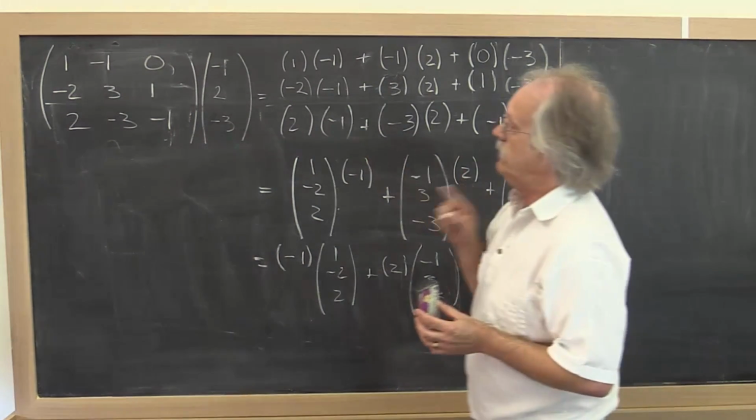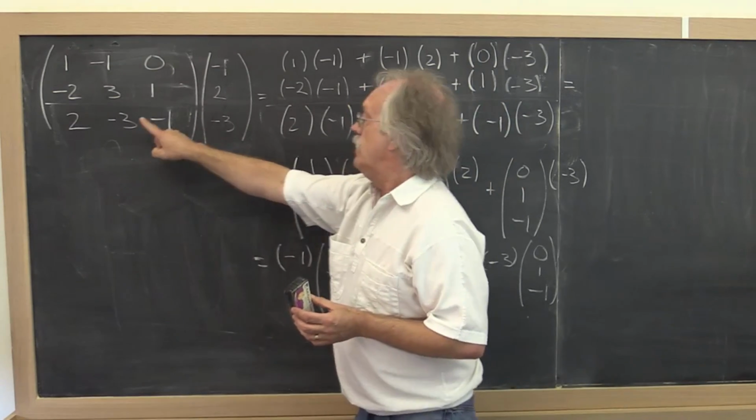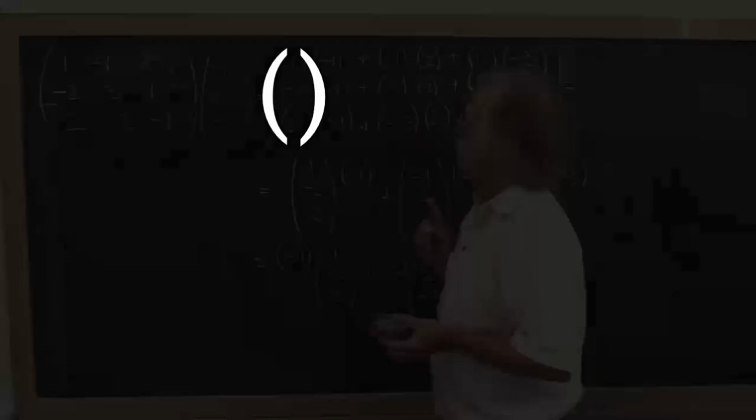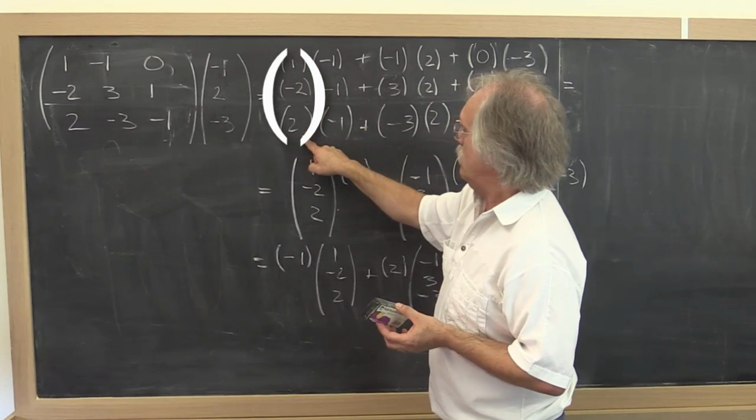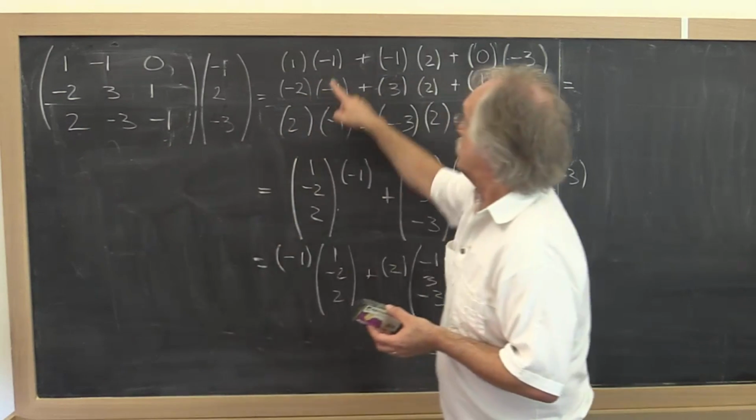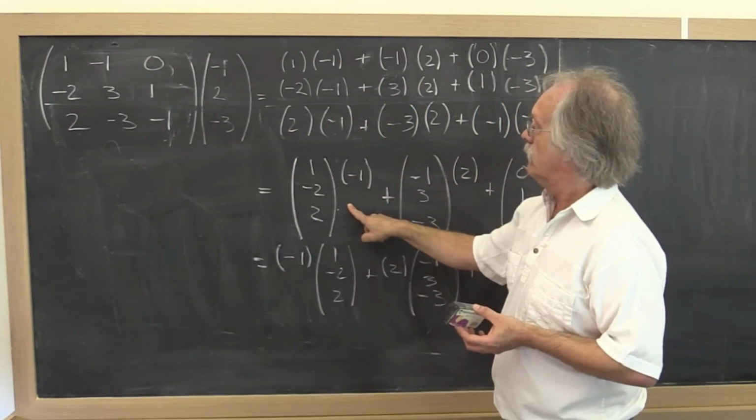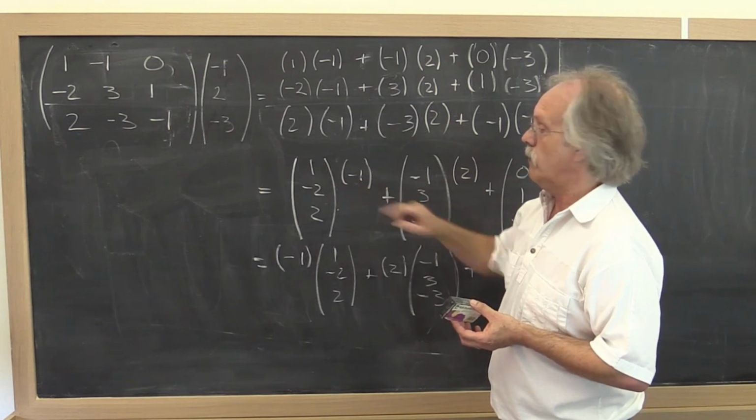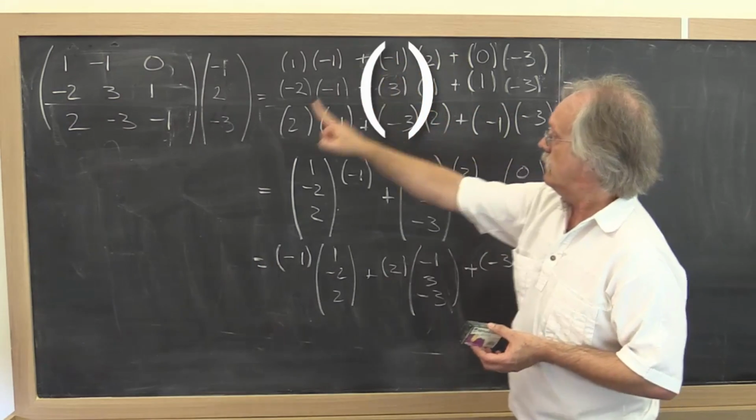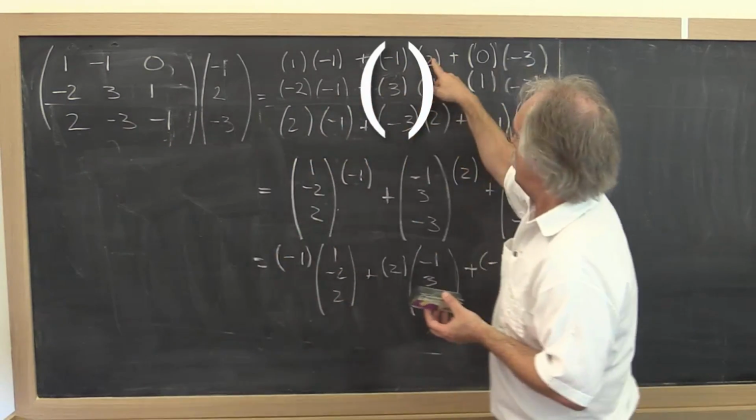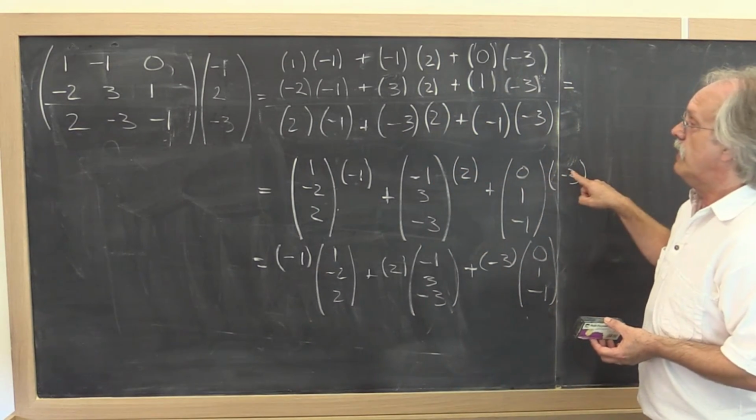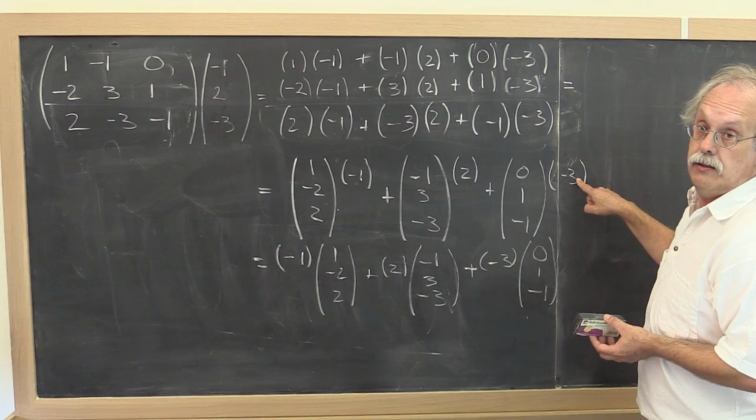Well, let's go back to the example we started with. Here we have written out everything that needs to be computed. So notice that this right here you could think of as the first column times -1. Just scaling the first column by -1. Similarly, you can think of this right here as the second column multiplied by 2. And then the third column multiplied by -3.